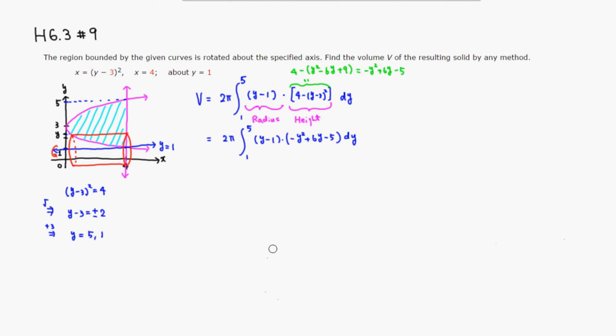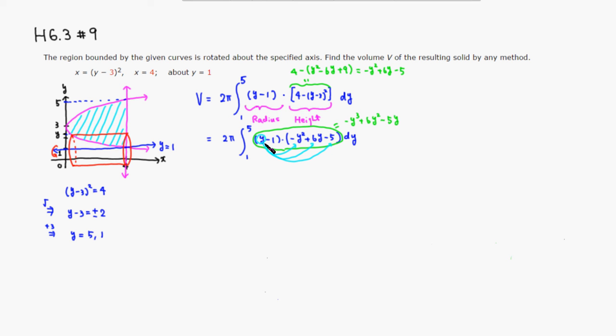So let's do this guy on the side. Let's do that guy on the side. So here, keep on pushing something. All right, so let's do that. This guy, I'm going to distribute y to all three guys. So you would get negative y cubed and a plus 6y squared and a minus 5y.